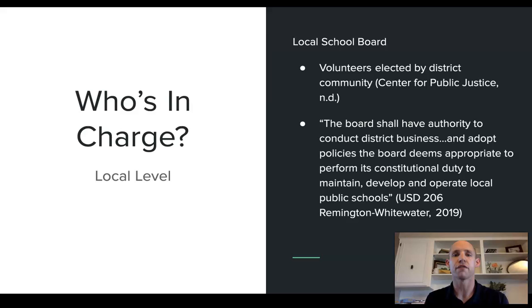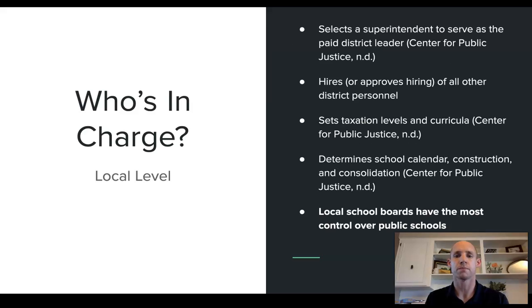So relatively free reign under the auspice of the law from the state perspective to do as they see fit to operate the public schools. The school board will select a superintendent to serve as the paid district leader or the CEO of the school. Boards hire or approve the hiring of all other district personnel, typically from the recommendation of the superintendent.